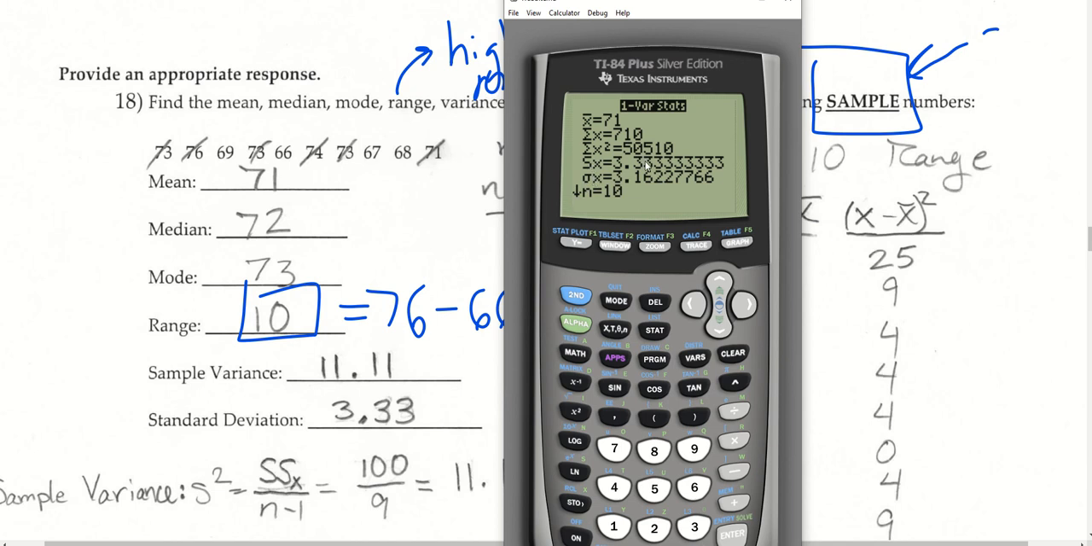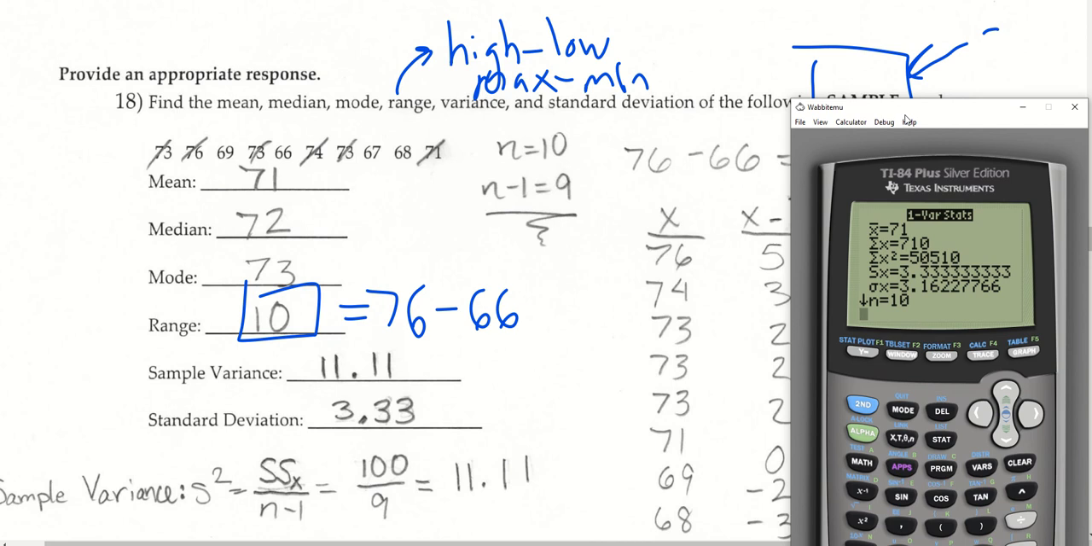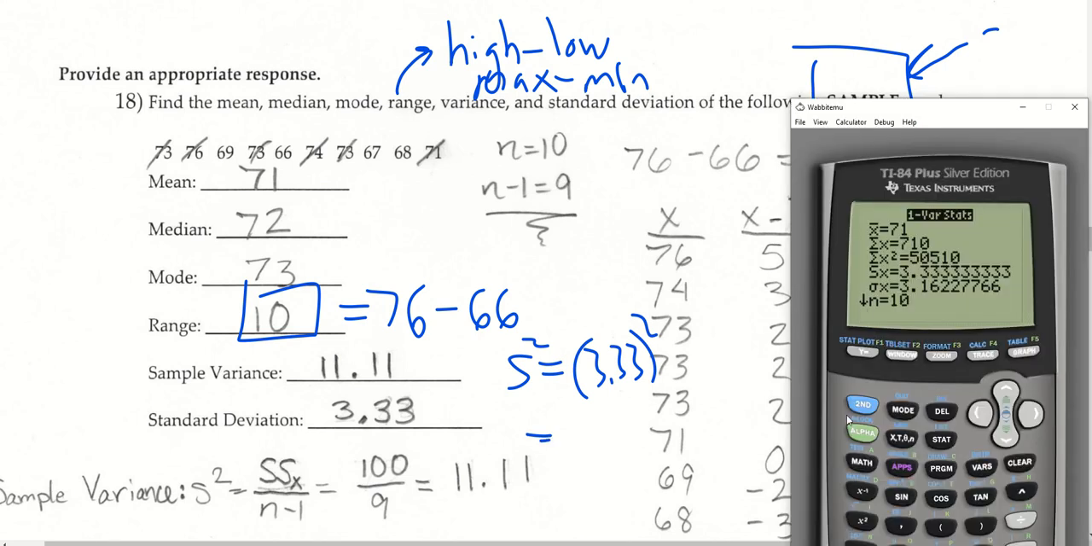So the sample standard deviation for this one is down here. That's 3.33. And then in order to find the variance, remember the variance, that's S squared. So you would do 3.33 and square it, and that would give us this value.